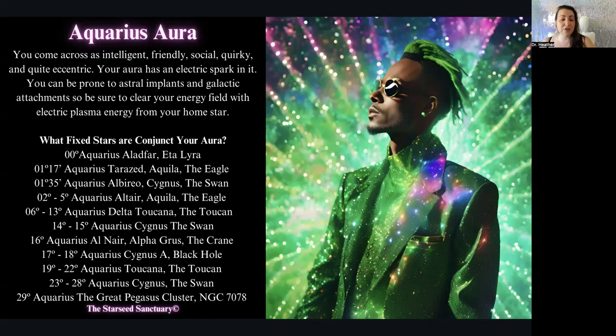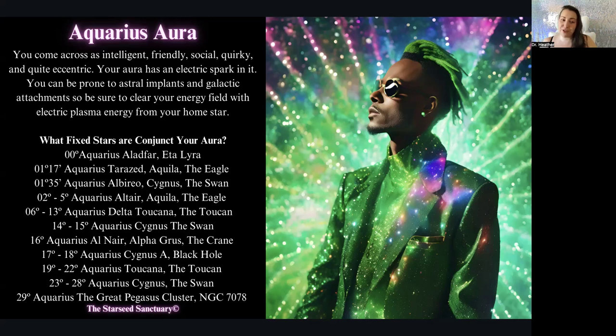6 to 13 degrees will be Tucana the toucan. 14 to 15 degrees Aquarius, Cygnus the swan. Around 16 degrees is going to be the main star in the crane, Grus constellation. 17 to 18 degrees Aquarius, we get that Cygnus A black hole. That's the first black hole that was ever discovered. Another really magnetic point that draws energy to you. 19 to 22 degrees Aquarius will be Tucana, the toucan, and 23 to 28 degrees will be Cygnus, the swan.